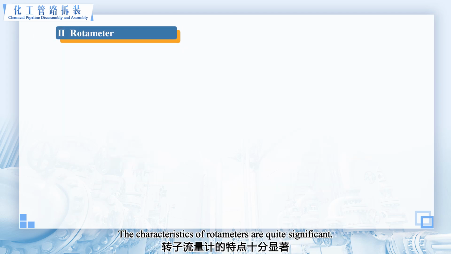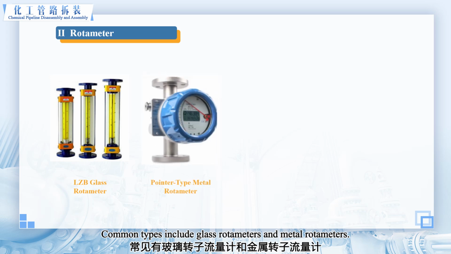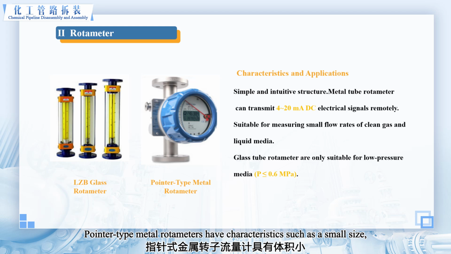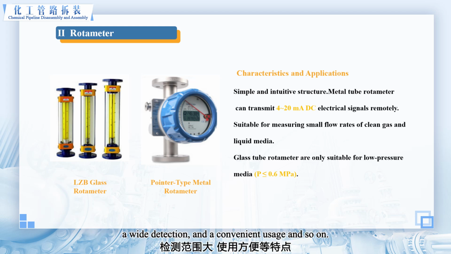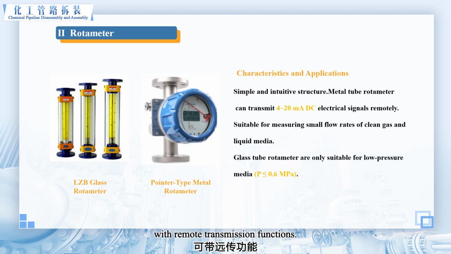The characteristics of rotameters are quite significant. Common types include glass rotameters and metal rotameters. Pointer-type metal rotameters have characteristics such as small size, wide detection range, and convenient usage, and so on. They are particularly suitable for measuring small flow rates of liquids and gases. Pointer-type metal rotameters can only display instantaneous flow rates, with remote transmission functions.